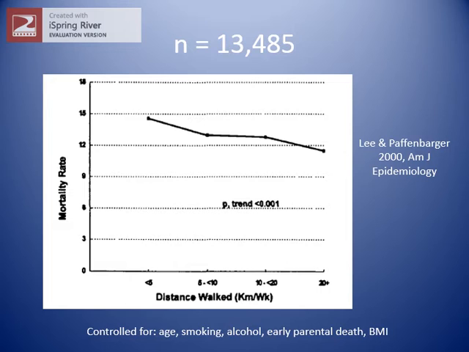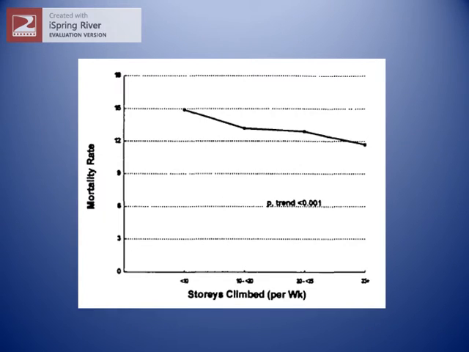So people who walked less than 5 kilometers per week. So remember, a 5K is approximately 3 miles. Between 5 and 10 kilometers per week, 10 to 20, and more than 20. And then what you see on this axis is the mortality rate. So a data point higher up on this graph means a higher mortality rate. So those who walked the least had the highest mortality rate. Those who walked the most had a lower mortality rate. So this is suggesting that distance walked affects your mortality.